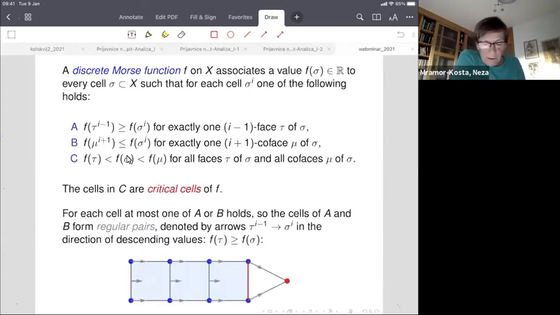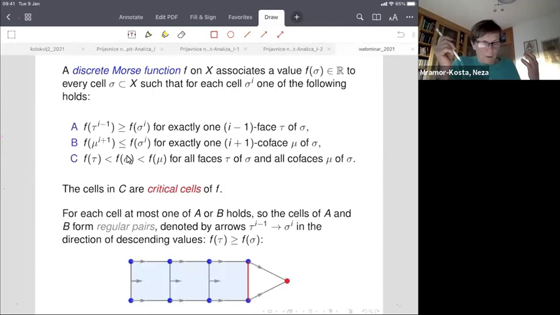So we're going to be dealing with finite complexes, which means that, instead of R, we could use Z, or, well, there will be finitely many values here in play all the time. So to every cell in our complex, we associate a value. So that for each cell, we have one of the three possibilities.